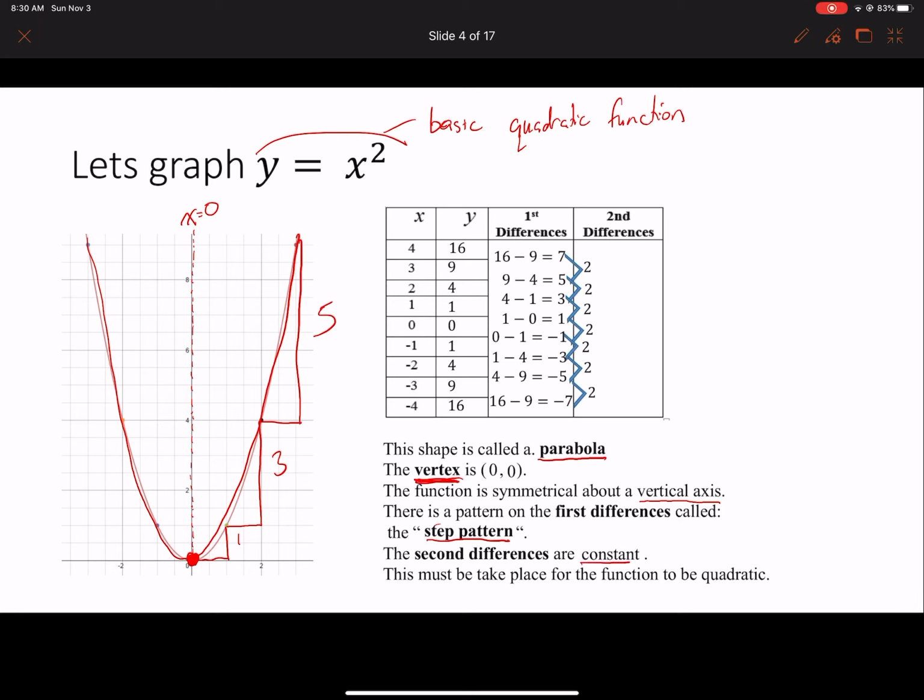The second differences are constant. What does this word refer to? The fact that the second difference doesn't change. This is true for every quadratic equation. This must take place for the function to be quadratic. So all of these must be true in order for a function to be quadratic. All these are characteristics of a quadratic equation or function.